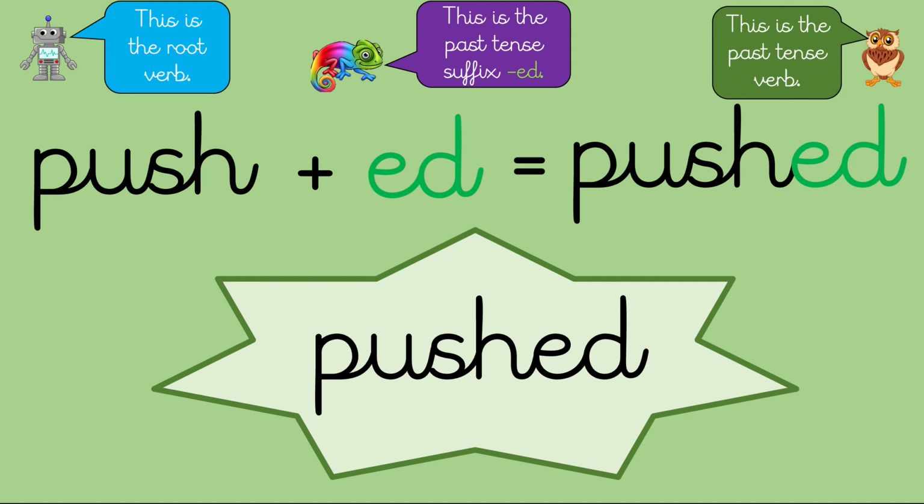Well done. Did you make sure you didn't say "pushd"? Because we don't say "pushd", we say pushed. So we've got push, we add the ed, and it says pushed. Let's read it now. Super. So the past tense verb of push is pushed. Pushed.